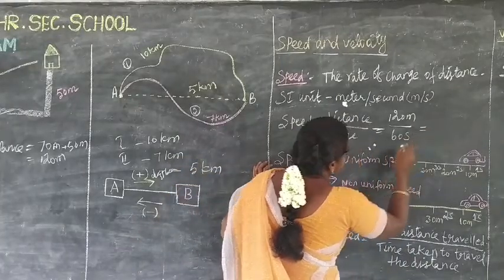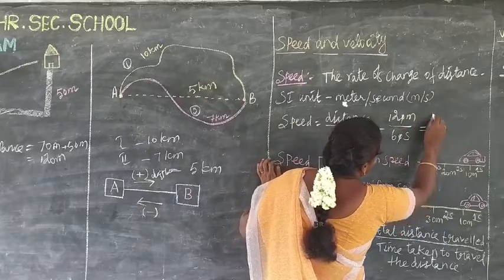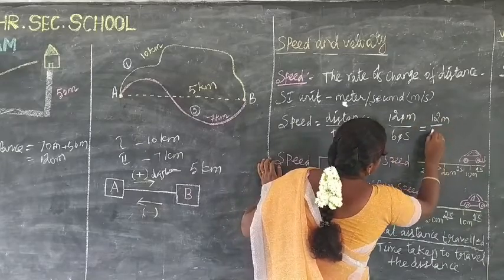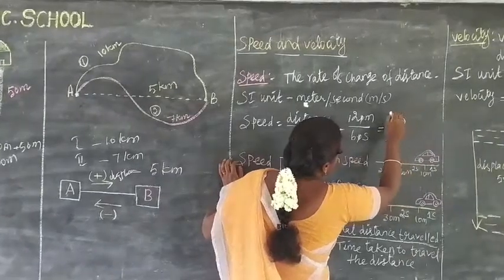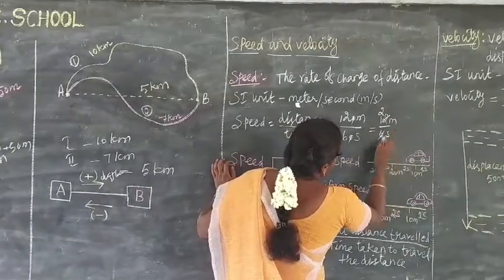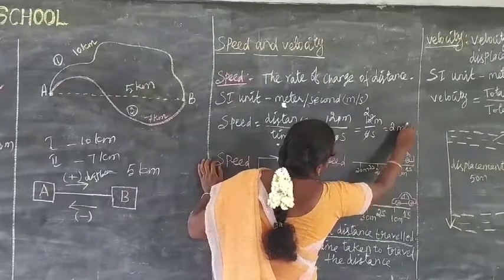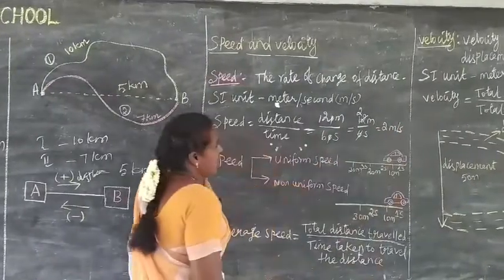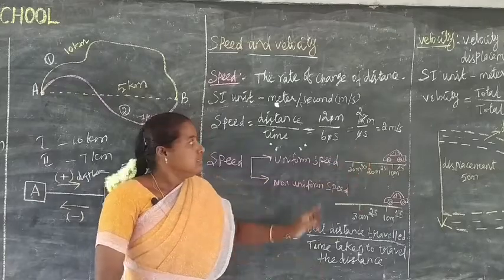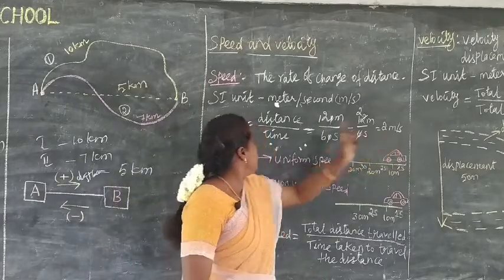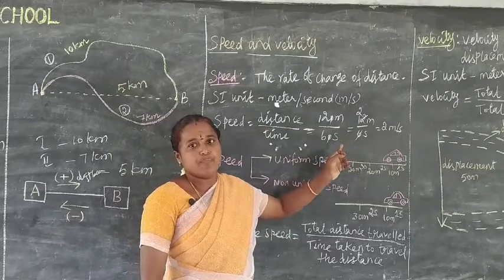Zero, zero cancel. 12 divided by 6. 6 twos are 12. So speed is 2 meter per second. This is the unit of speed, meter per second.